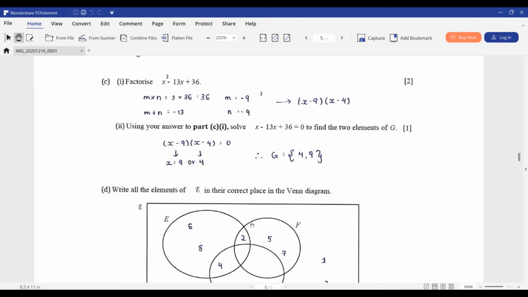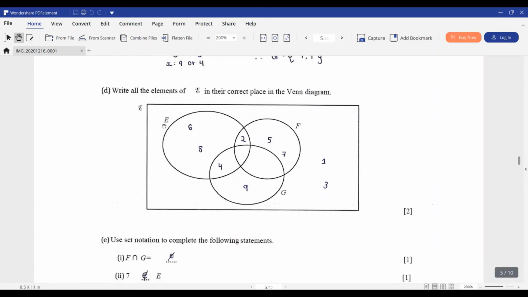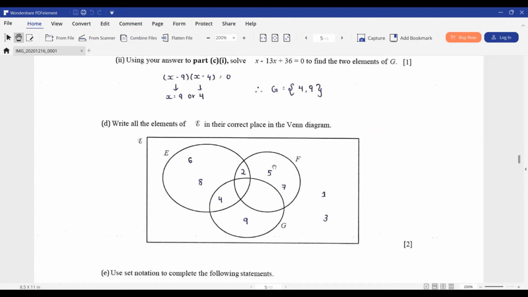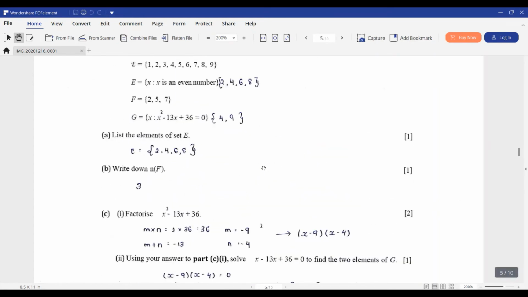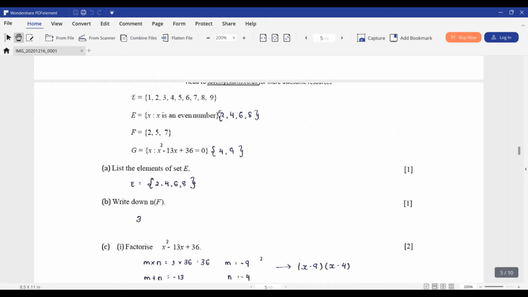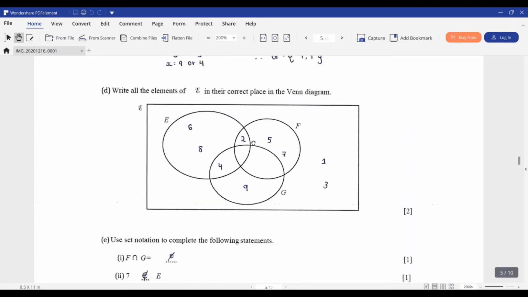Part D, write all the elements of the universal set in their correct place in the Venn diagram. So basically we're gonna need to evaluate these sets and place them in the correct area. So let's go back up here where I've written the sets. So 2, the element 2 more precisely, is shared between sets E and F and not G. So 2 goes in this intersection, not G.